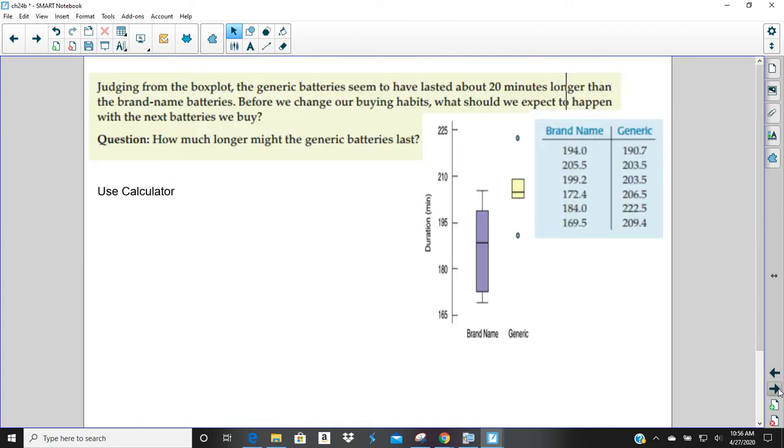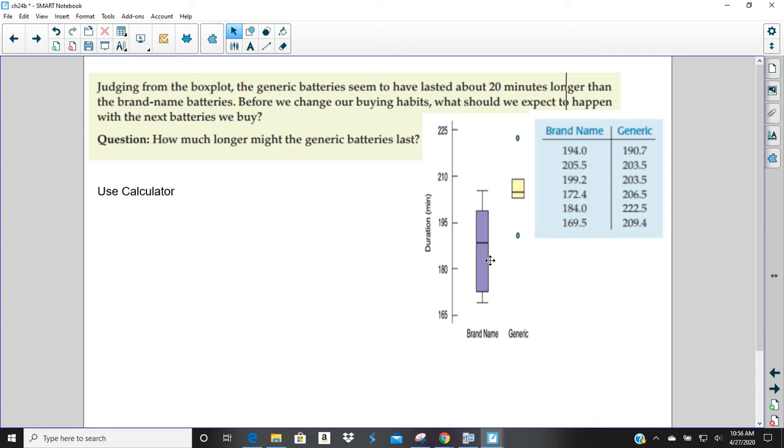It says, judging from the box plot, which I grabbed from a previous slide, the generic batteries seem to have lasted about 20 minutes longer than the brand name, because what we're doing is the difference of the means, I believe. So this is around 200. This is around 205. This is 180, 190, something like that. So they're saying that it lasts about 20 minutes longer than brand names. Before we change our buying habits, what should we expect to happen with the next batteries we buy? In this case, the question is, how much longer might the generic batteries last?